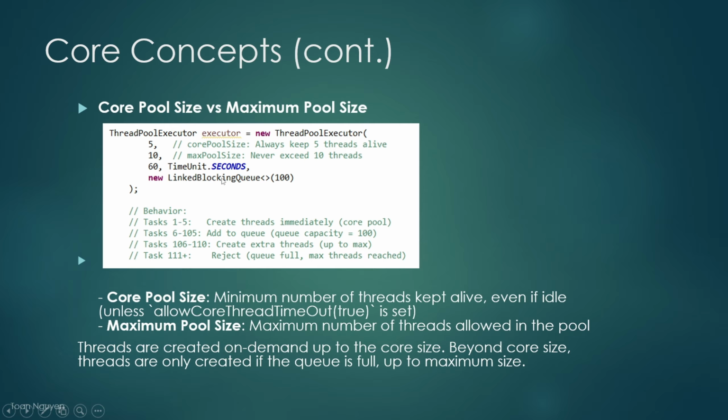This is the queue. It has a capacity of 100 elements. Tasks 1 to 5 are executed immediately, because there are 5 core threads. Tasks 6 to 105 are added to the queue, up to 100 tasks. Then tasks 106 to 110 will trigger creation of threads 6 to 10. That is threads 6 through 10. Tasks from 111 onward will be rejected immediately.